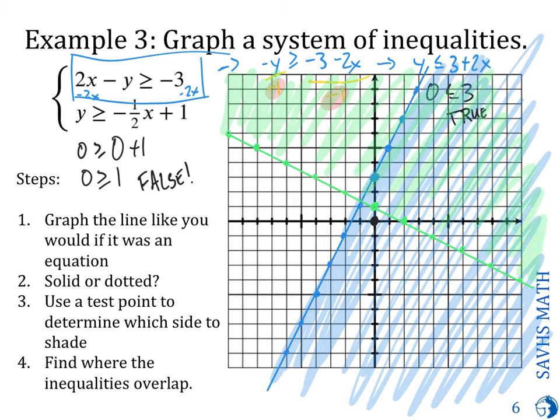That means that the solution to my inequality system is all of the stuff that is shaded by both inequalities, and I'm going to highlight that stuff right here. And it goes on forever in both directions and all the way over here. So all of this stuff that's shaded in red is my solution.